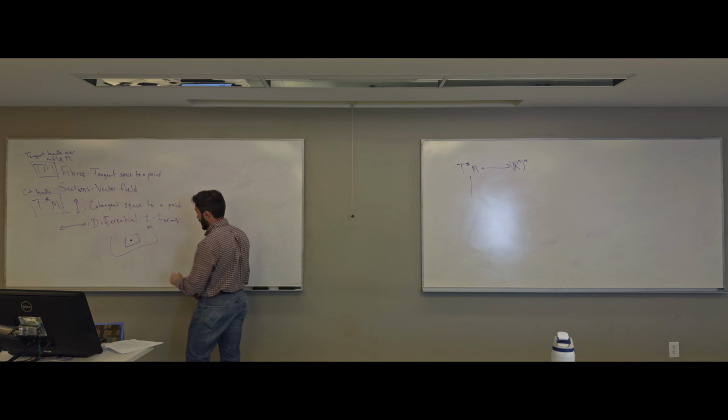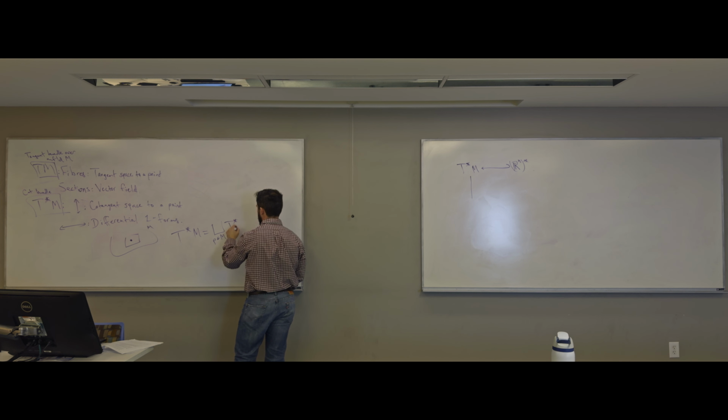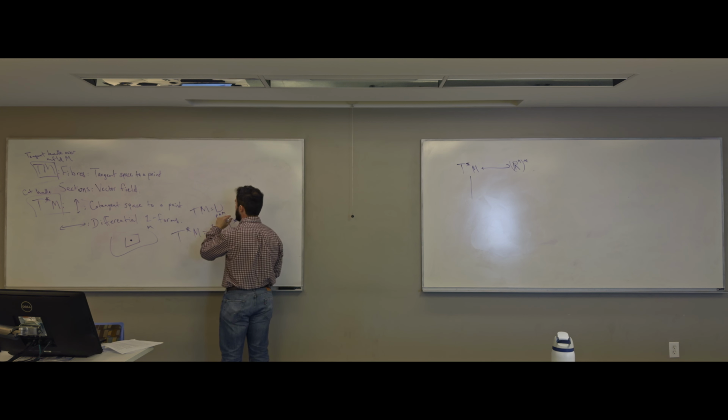So for the cotangent bundle, we end up with this definition. As a set, it ends up being the disjoint union over every P in M of the cotangent space at P. So it's a covector space, it acts like a vector space. Same thing for the tangent space. It's just a disjoint union of a bunch of copies of R2.